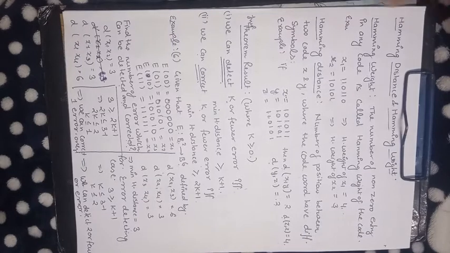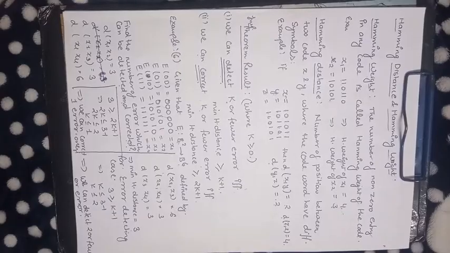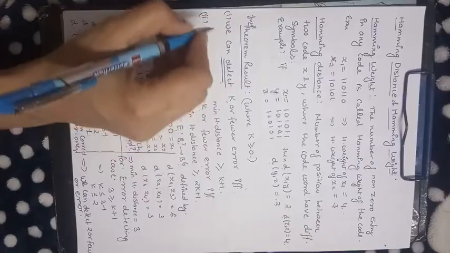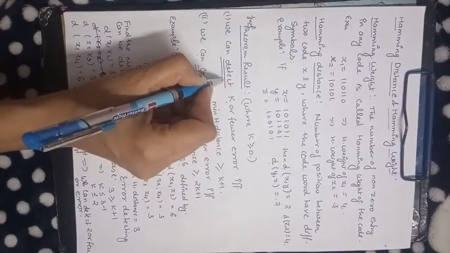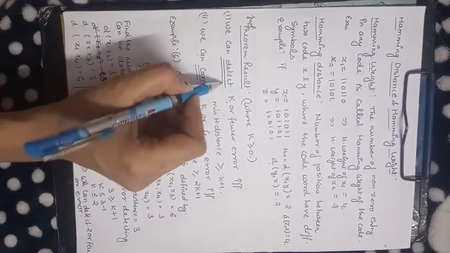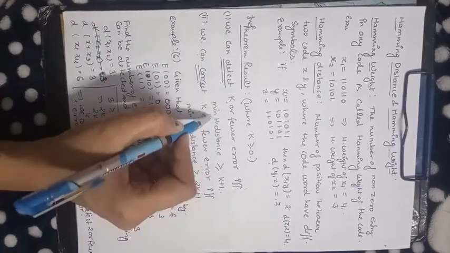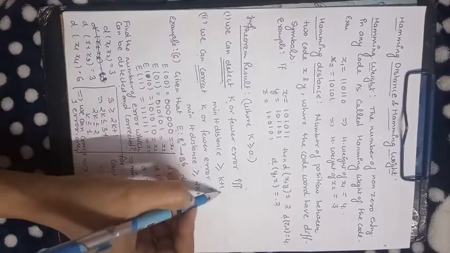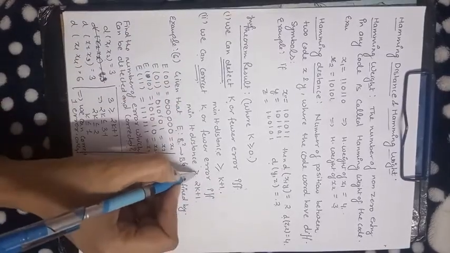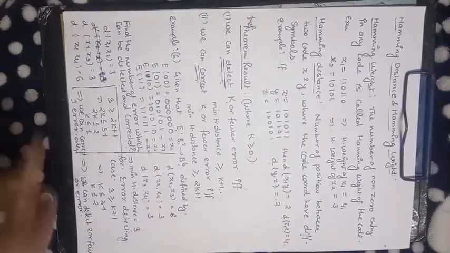Based on this definition, we have two important statements of the theorem related to error detecting and error correcting. We can detect k or fewer errors if the minimum Hamming distance is greater than or equal to k plus 1, and we can correct k or fewer errors if the minimum Hamming distance is greater than or equal to 2k plus 1.